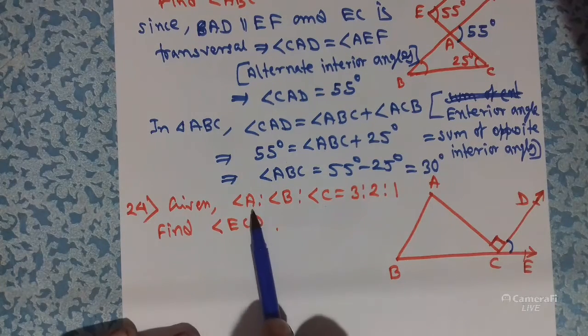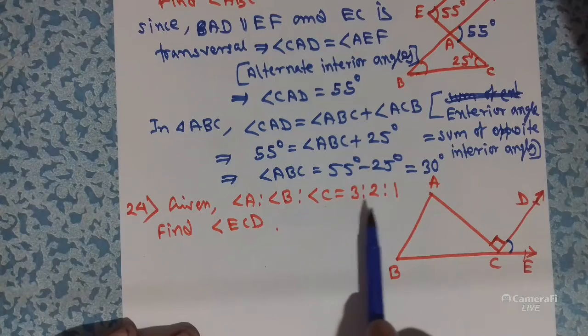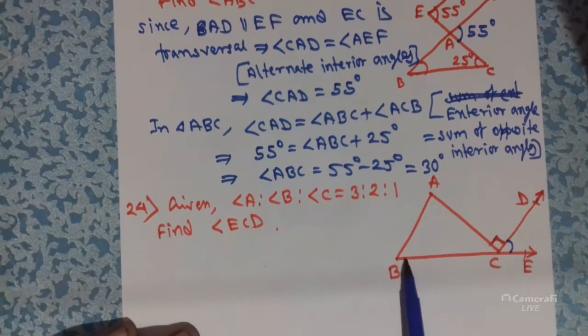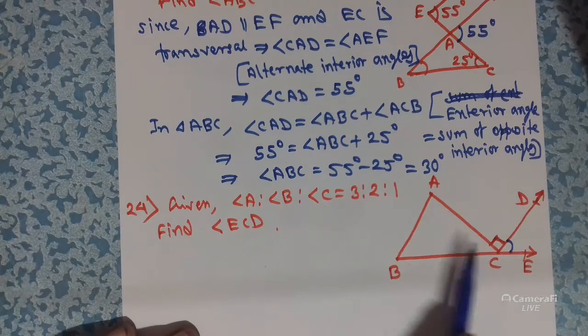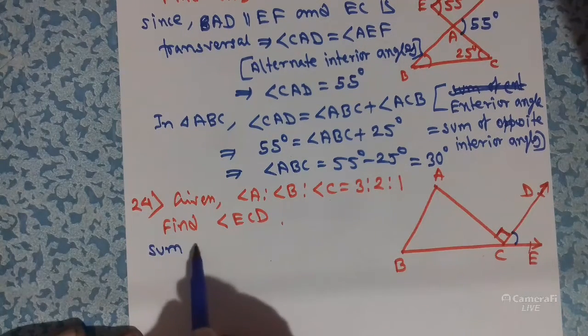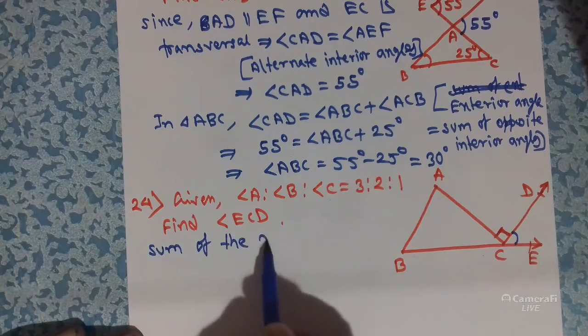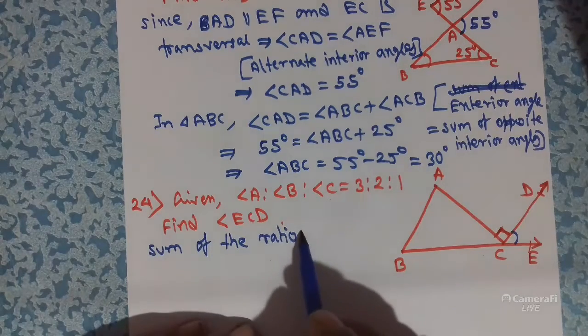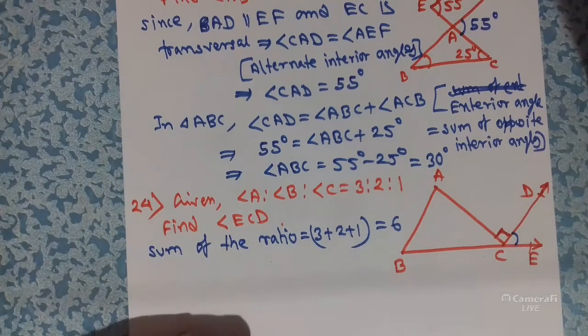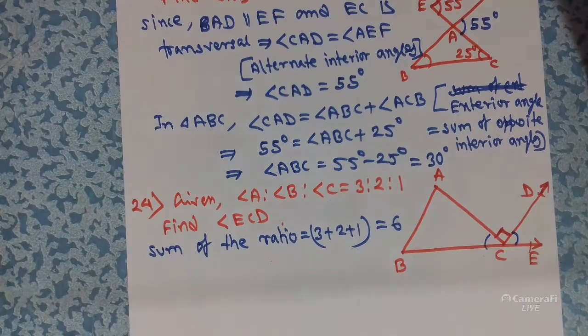So here angle A is to B is to C is equals to 3:2:1. So that means A is equals to 3, B is equals to 2 and C is equals to 1. But we have to find the value of angle C, that means ACB. Okay, so we have to find one part out of 6 parts, because at first we have to find the sum of the ratio. So here sum of the ratio is equals to 3 plus 2 plus 1 is equals to 6, and this one is one part out of 6 parts.